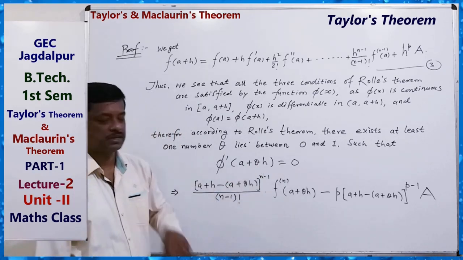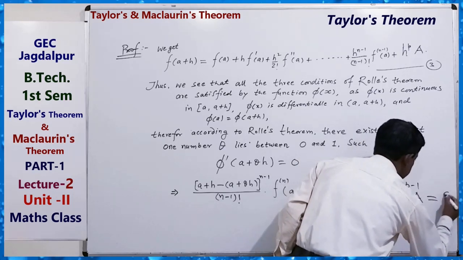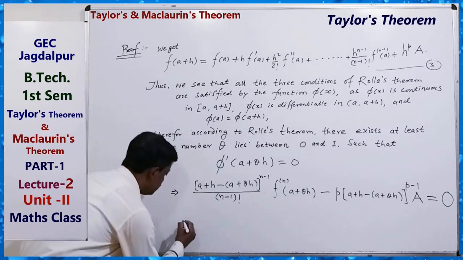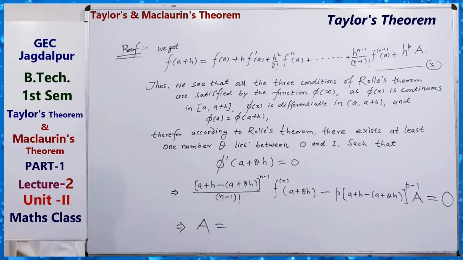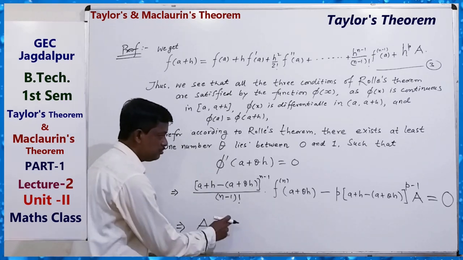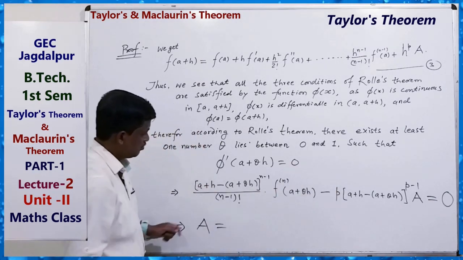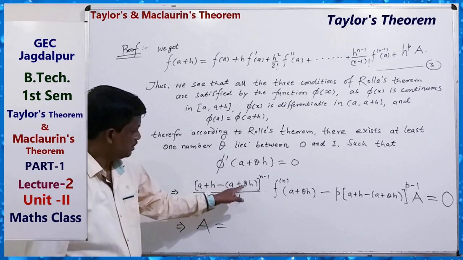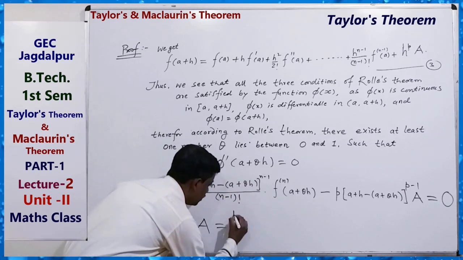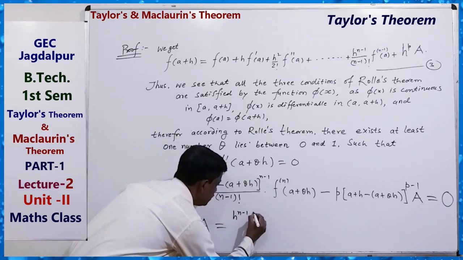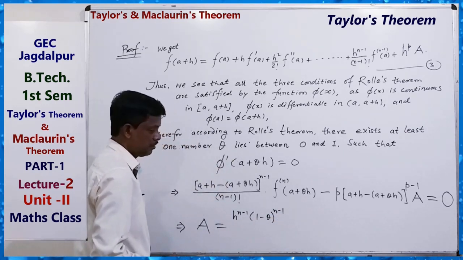So the left side equals 0. From here we see the value of the constant: transfer to the right-hand side and we can write that the constant equals, with a cancelling, h minus theta h power n minus 1. So after taking common, we can write n h to the n minus 1, times (1 minus theta) to the power n minus 1.